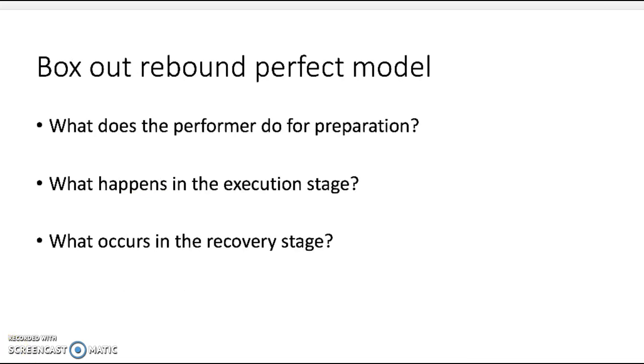Box out rebound perfect model. So for the box out rebound perfect model, to prepare, the player needs a ready low position with bent knees to create a large low centre of mass, to create a larger base of support. They need to be on their toes and looking at the ball and also around at the player a bit. They need to have a wide base to stop their opponent going around them, and they need to make themselves big with their arms out. They need to be strong, head up, and use their peripheral vision.